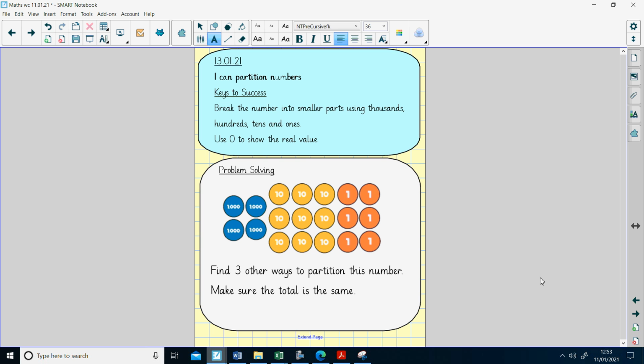So we've got some problem solving here. What I'd like you to do is think about the number that's being represented and then find 3 other ways to partition this number. Remember that the total still has to remain the same. Okay, you can't take any away or add any, you're just moving the counters to make different ways. Pause the video and come back to me when you're done.